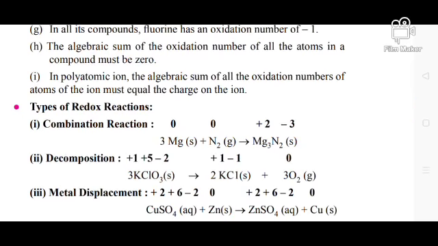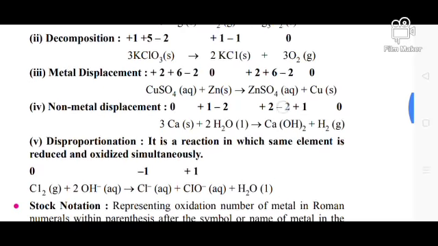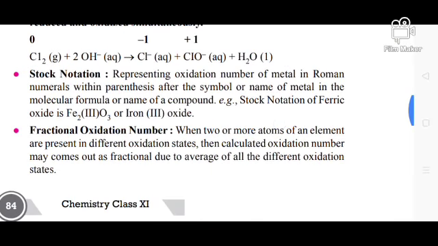So when we calculate for polyatomic ions, we have to think about what the charge of that ion is, which is the algebraic sum of all the oxidation numbers. This is the idea. After that, my dear friends, we have to discuss the Stock notation. So what is the Stock notation?